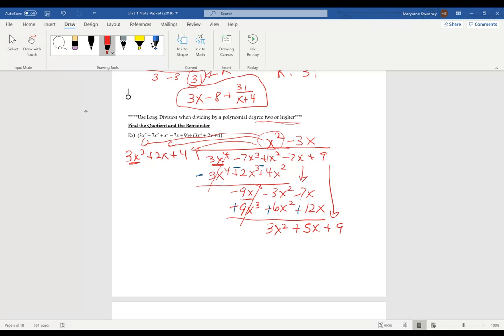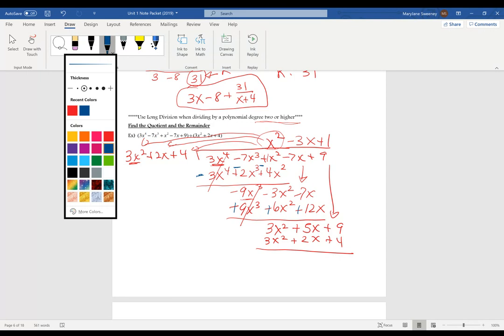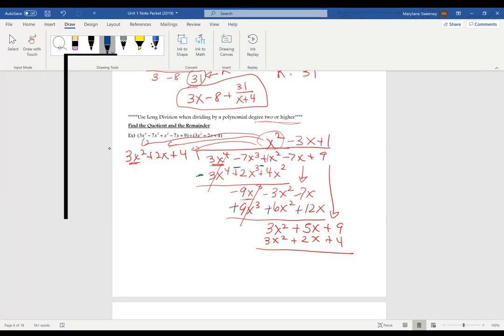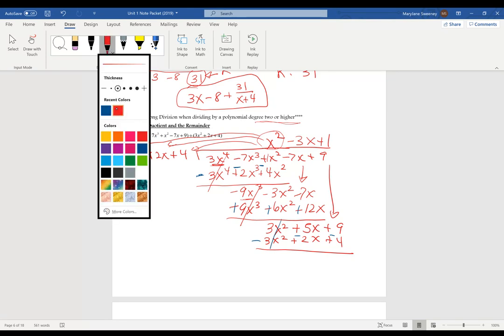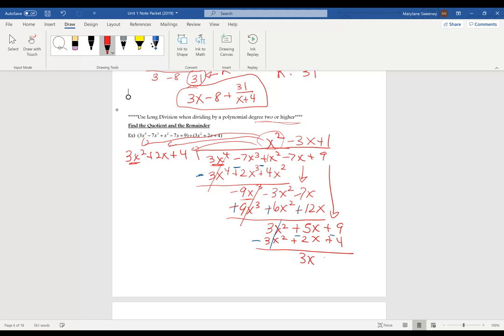And then finally, we're going to do it one more time. What times 3x squared is going to give me 3x squared? Well, that's 1. Positive 1, so I'm putting plus 1. When I distribute that 1, I get 3x squared plus 2x plus 4. I subtract going down. So minus, minus, minus. That cancels. 3x plus 5.